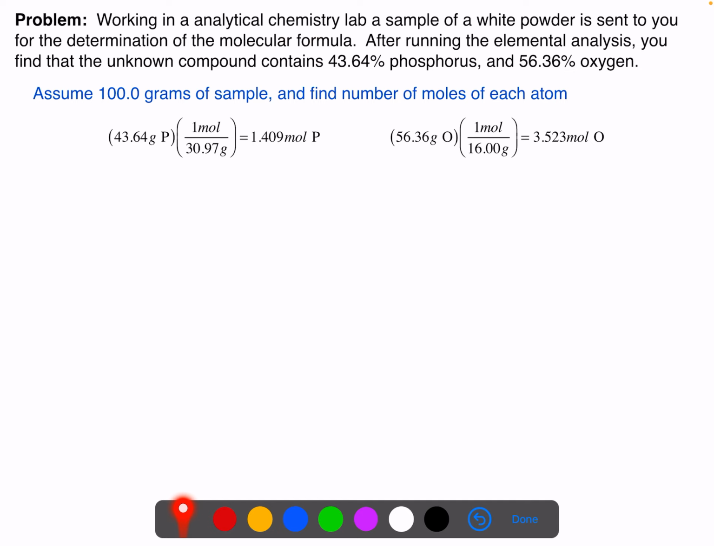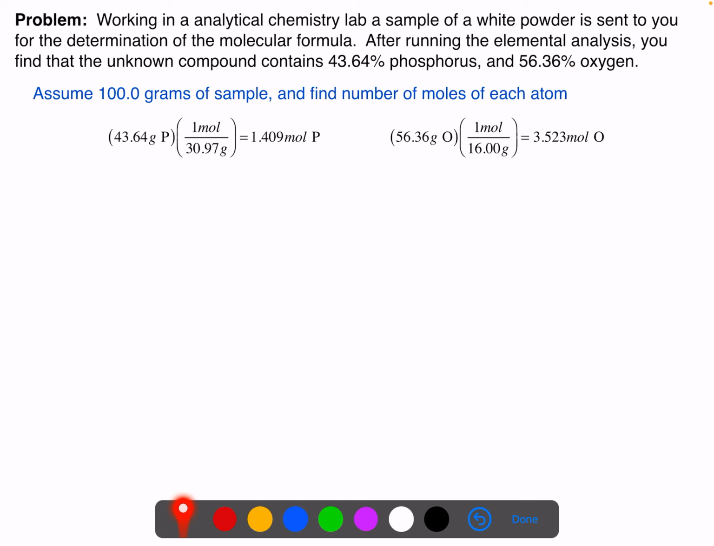The first thing we'll do is assume we have 100 grams of a sample. We don't, but it doesn't matter because these are mass percents. The reason we assume 100 grams is that if we have 100 grams of sample, that means 43 grams are phosphorus and 56 grams are oxygen. So 100 grams is just assumed to make the math easier.